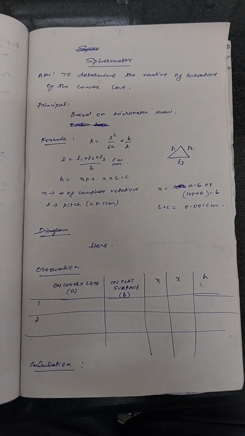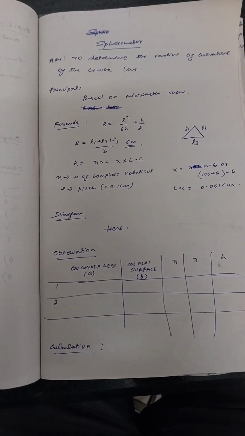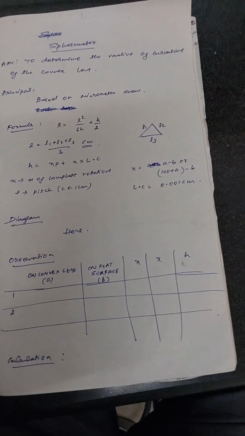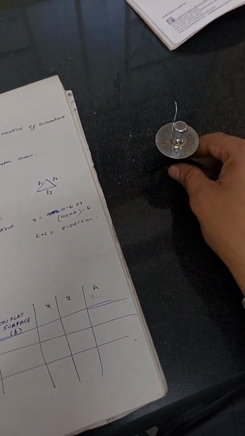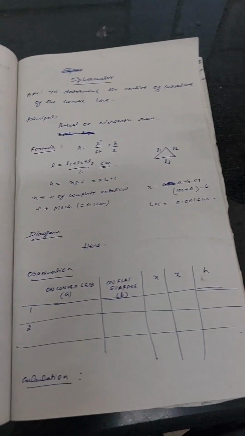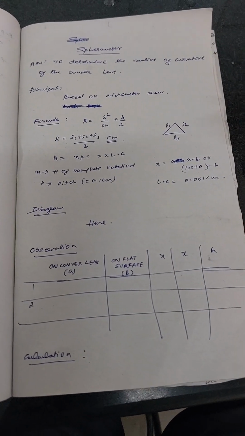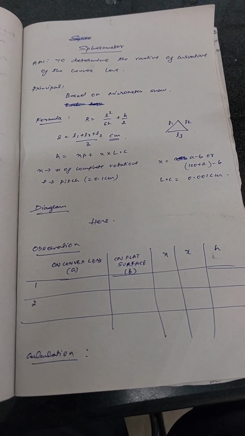So let's start with the experiment of spherometer. What is the aim of the spherometer? First of all, the spherometer is this instrument. This is the spherometer. Now the aim of the experiment is to determine the radius of curvature of a convex lens.